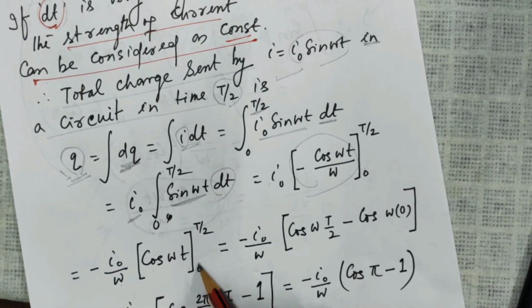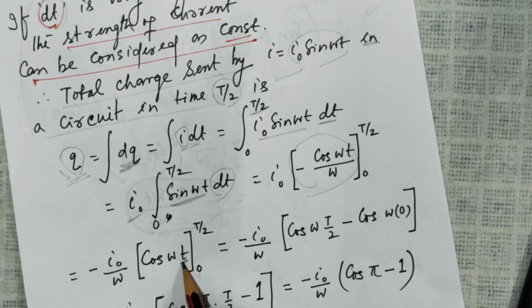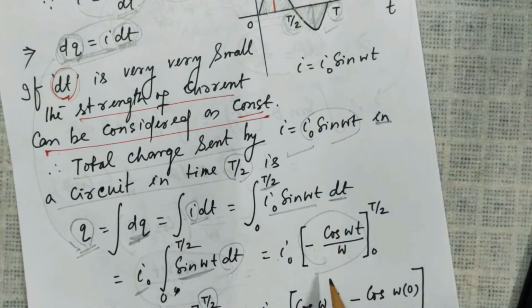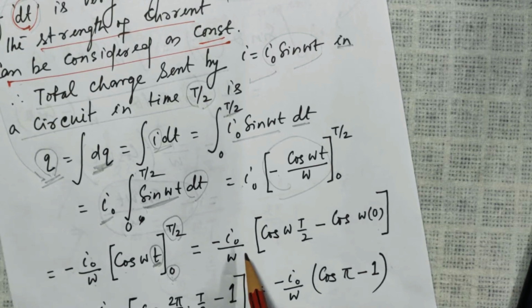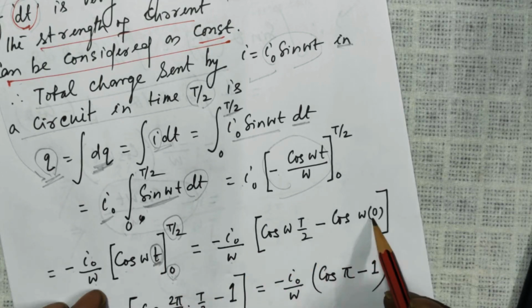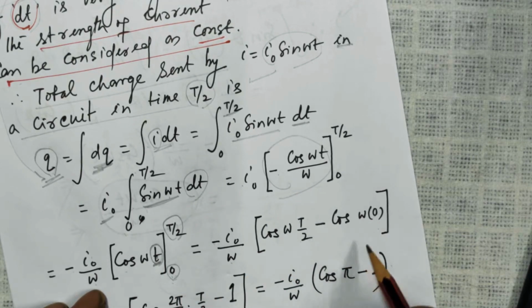So this is the limit of integration from 0 to T by 2. Here the variable is t. The upper limit of t is T by 2, the lower limit of t is 0. So this becomes minus I naught by omega. For t I put T by 2, for the lower limit t I put 0, a subtraction. So cos 0 into this thing is cos 0. Cos 0 is equal to 1.